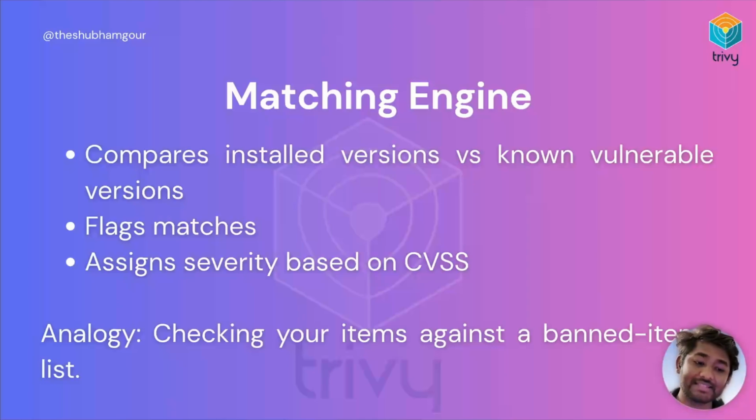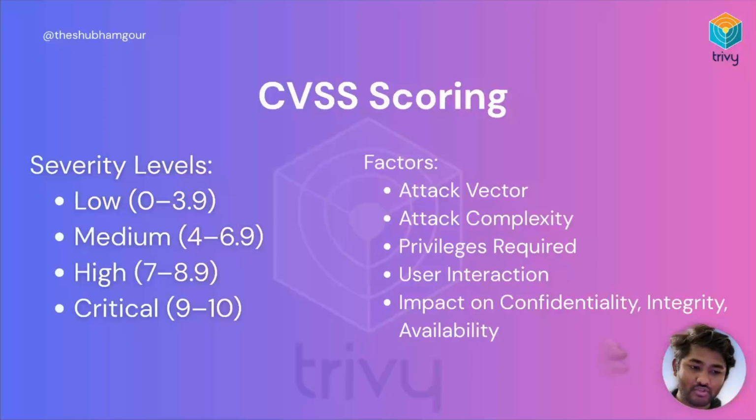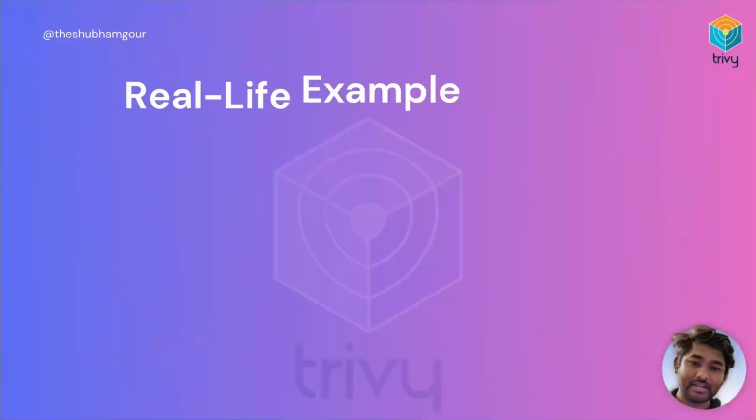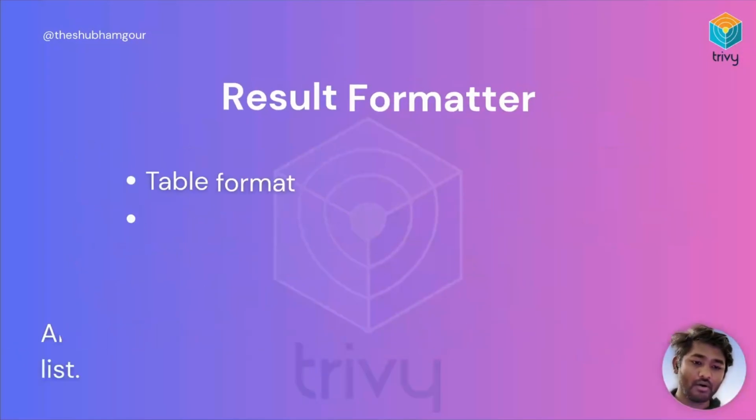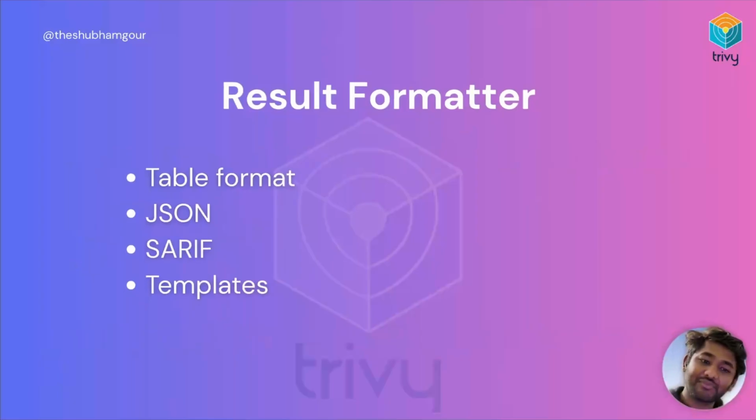It will assign the severity based on CVSS. Okay. Now we understand what actually CVSS is. It is a scoring pattern based on the severity, and based on the factors, it will give the severity number, and that is how it will generate an ID for us. Now the matching engine will just match both the things and assign a CVSS score, and then pass it further to the result formatter for us to see the output.